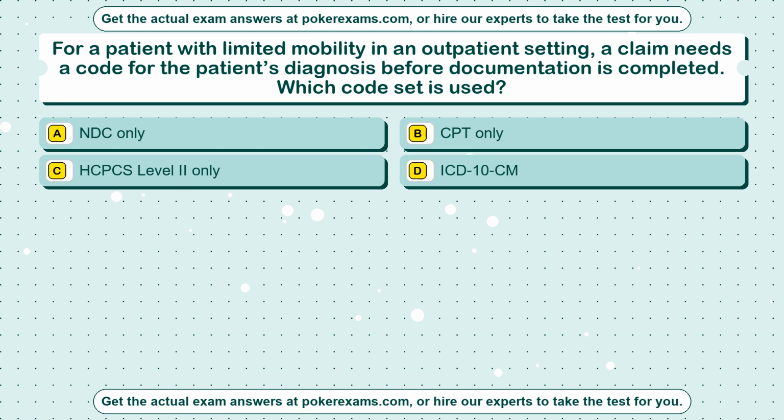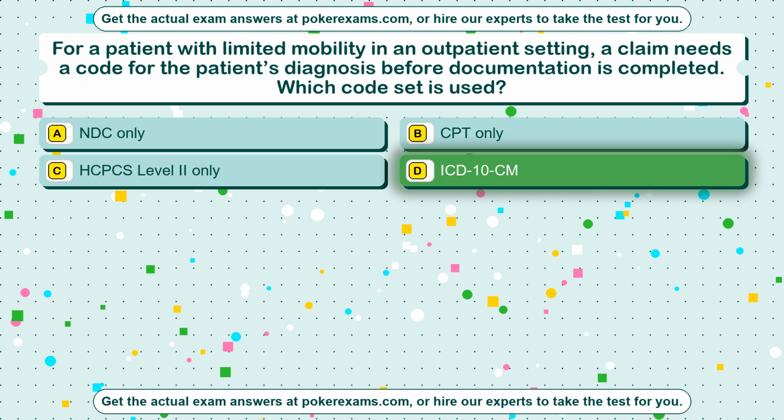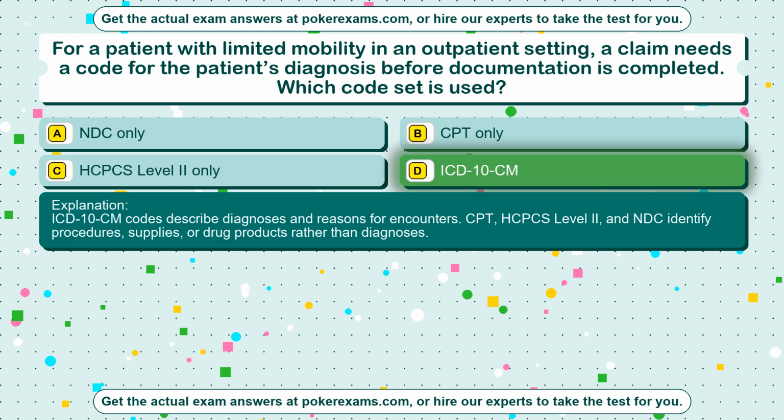Question 68. For a patient with limited mobility in an outpatient setting, a claim needs a code for the patient's diagnosis before documentation is completed. Which code set is used? Option A, NDC only. Option B, CPT only. Option C, HCPCS Level 2 only. Option D, ICD-10-CM. The correct answer is option D, ICD-10-CM. ICD-10-CM codes describe diagnoses and reasons for encounters. CPT, HCPCS Level 2, and NDC identify procedures, supplies, or drug products rather than diagnoses.